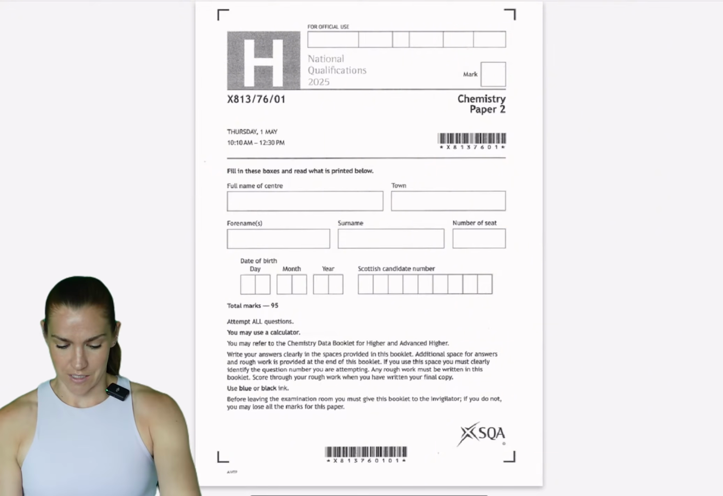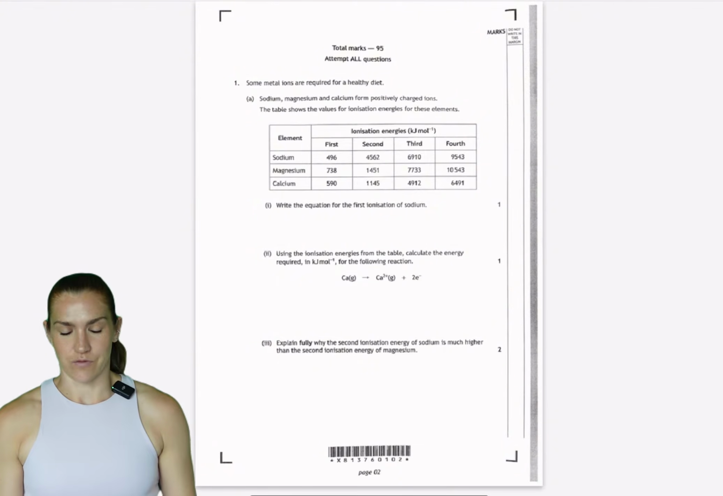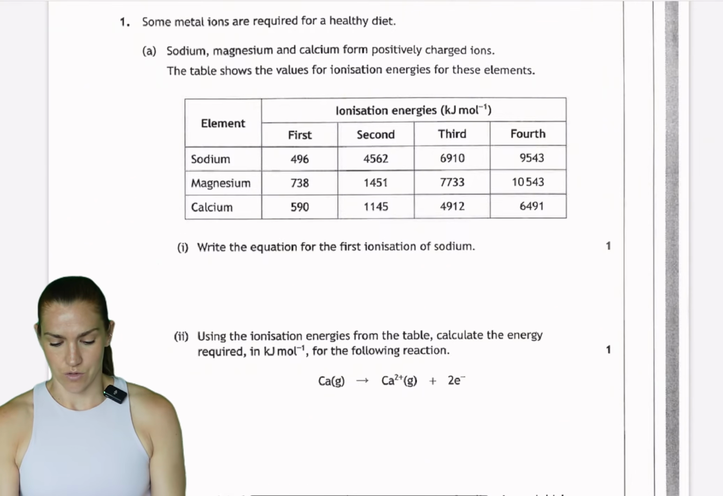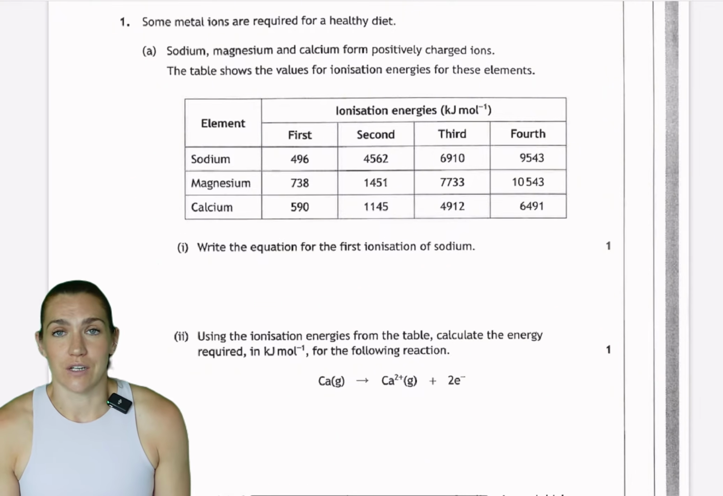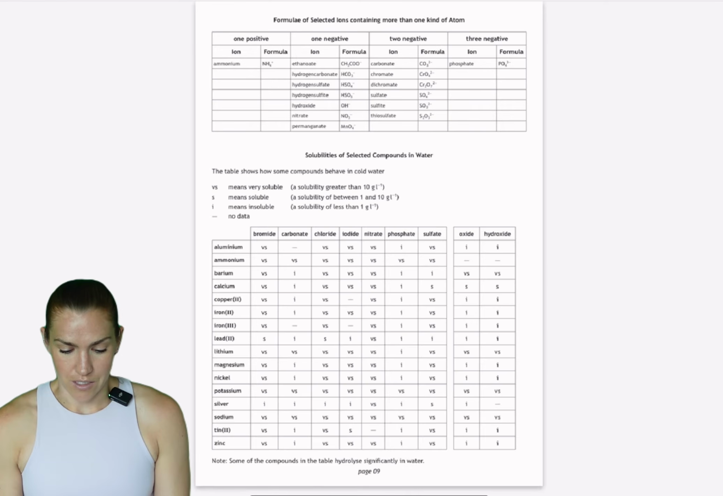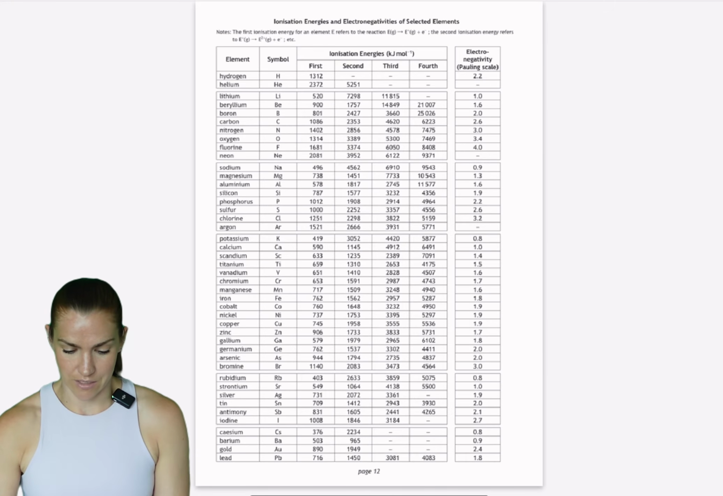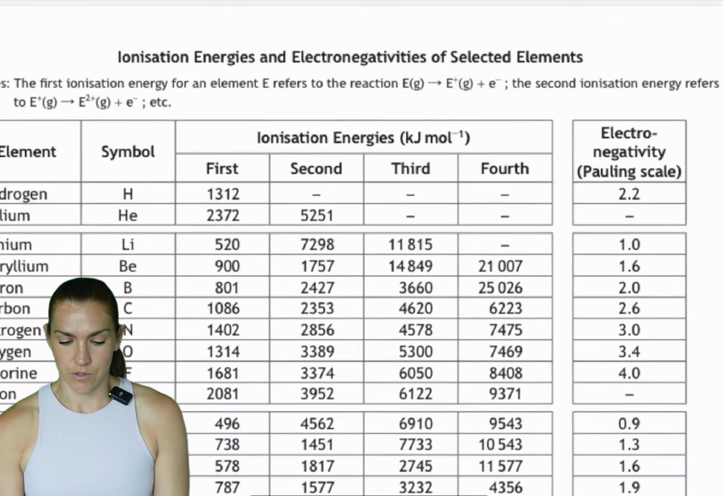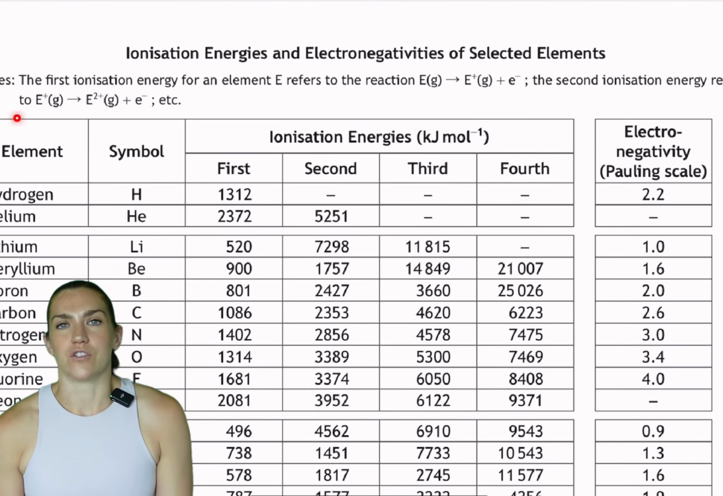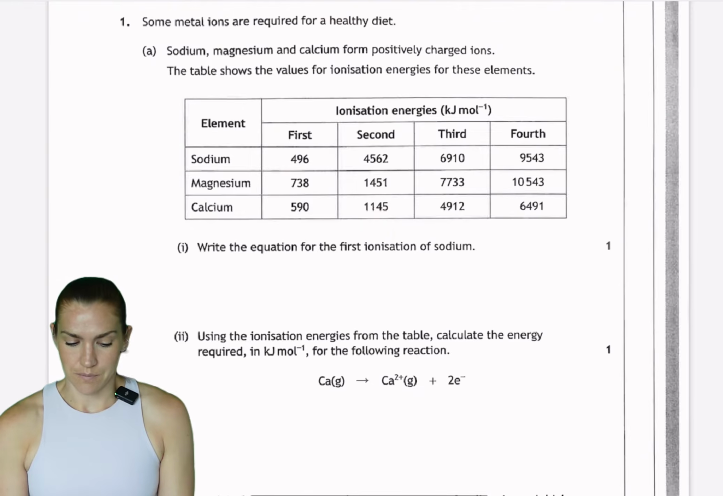So if we get started with the first question, they're easing you in a little bit here by asking you to write the equation for the first ionization energy of sodium. Now this is a question you should never get wrong because the answer is essentially in the data booklet. So if you go to the page that has all of the electronegativity values and ionization energies on it, you will see at the top that it's got the generic ionization energy equations. So we're looking for the first ionization of sodium.